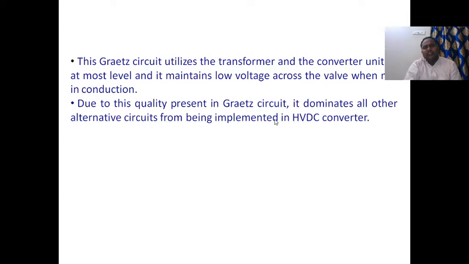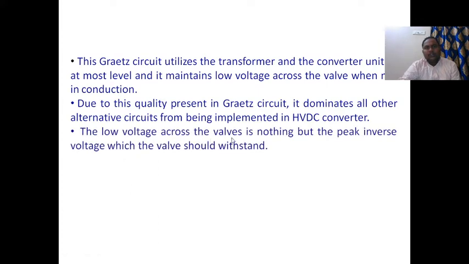Normally, if there is a 24 pulse converter also, 4 6 pulse converters are used. The combining operation of 4 6 pulse converters becomes 24 pulse. The combining operation of 2 6 pulse converters becomes a 12 pulse converter. So the analysis of the 6 pulse converter is very important. The low voltage across the valve is nothing but the peak inverse voltage which the valve should withstand.